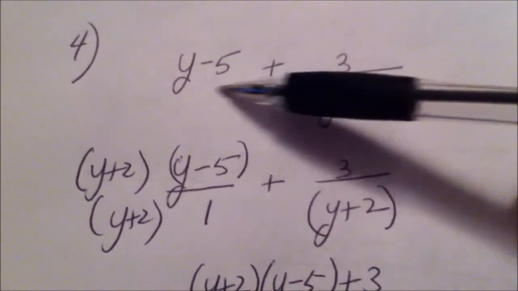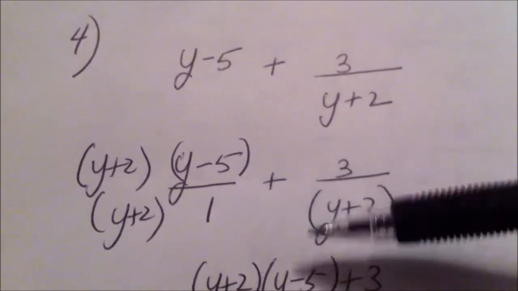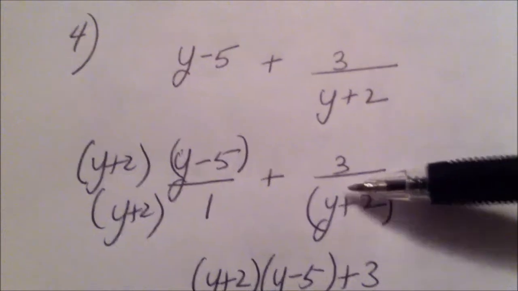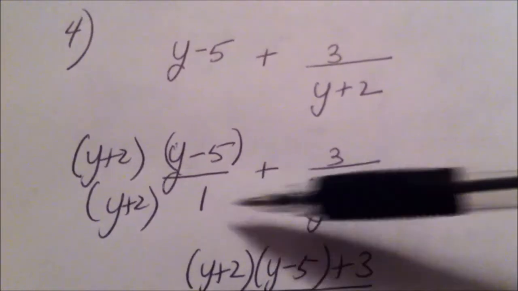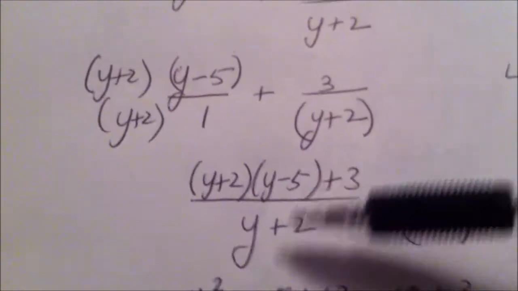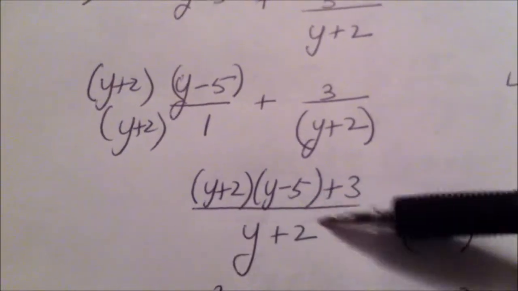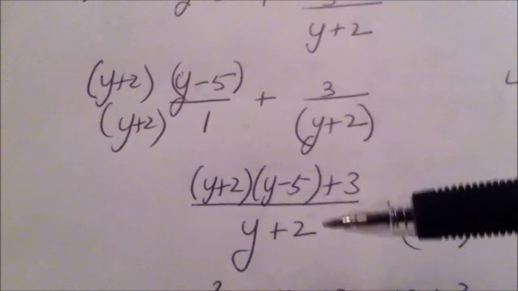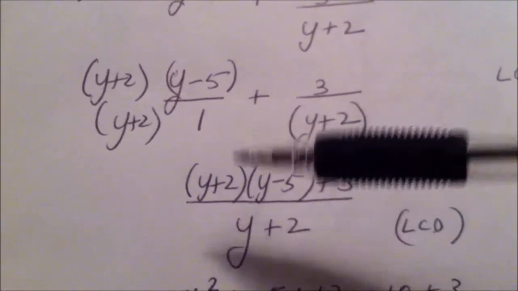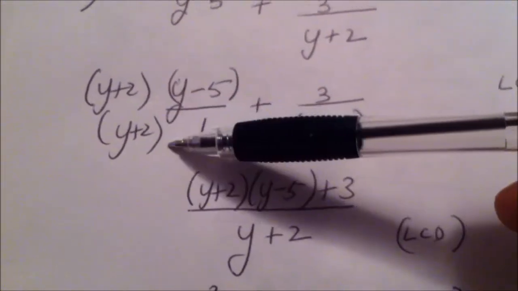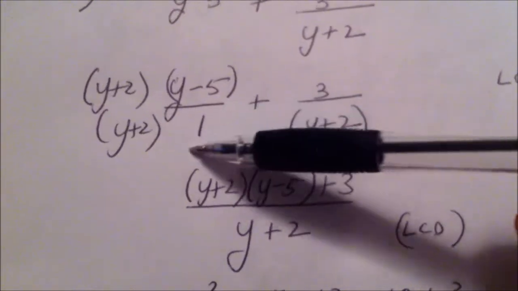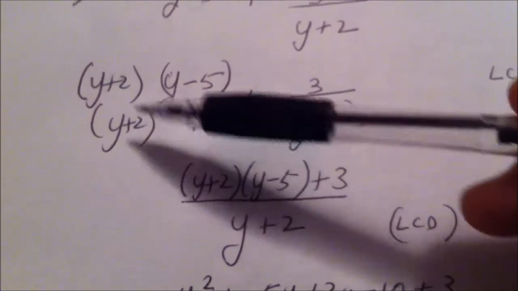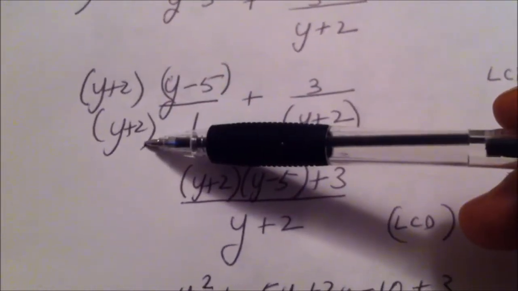So what you want to do is put this over 1, so it has a denominator, and the LCD between 1 and y plus 2 happens to be y plus 2. Once we establish that that's our denominator, we write it down here and we don't touch it, you leave it alone. Then this is where a lot of you get confused. This is when you have to multiply top and bottom by what's missing from the least common denominator. What's missing here is the whole y plus 2, so we multiply top and bottom by y plus 2.